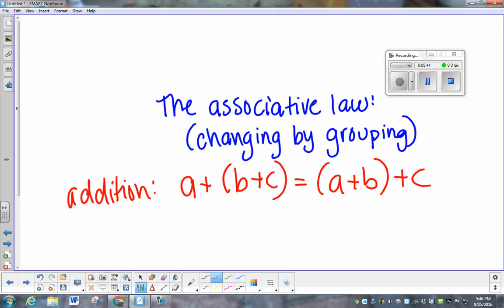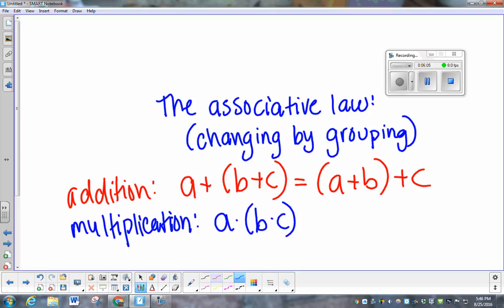Now this doesn't just work with addition, it works with one other operation. And you can probably guess what it is based on the last one. It is multiplication. So this says that if you're multiplying 3 things together, like A times B times C, and if you have parentheses around the B and C, it doesn't really matter that the parentheses are right there. If you're multiplying, you can do A times B first and then multiply times C. It's going to end up being the same anyway. So that's the associative law of multiplication.